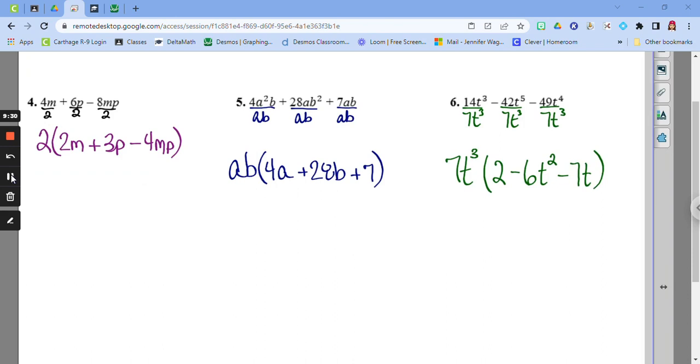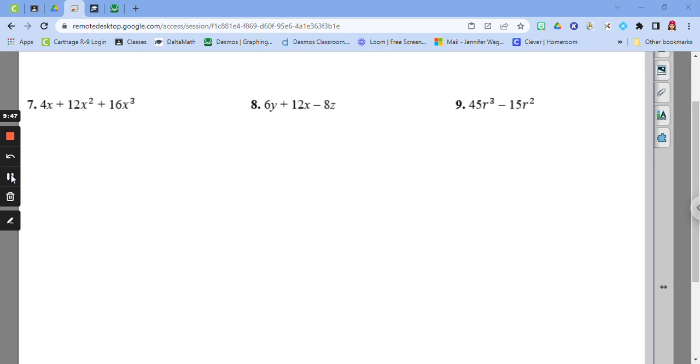How do we do? All right, see what you can do with this row.